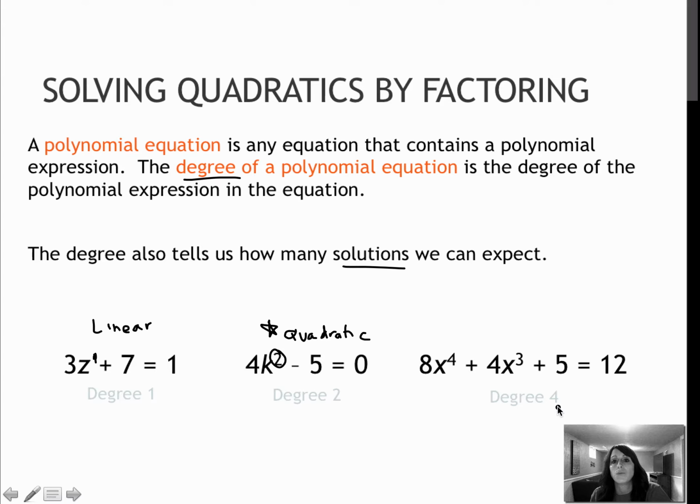A degree of 4, actually, let me rephrase that. We can expect 2 solutions. They're not always real solutions. Here I have a degree of 4, and so I can expect 4 solutions. Again, they're not always going to be real solutions.